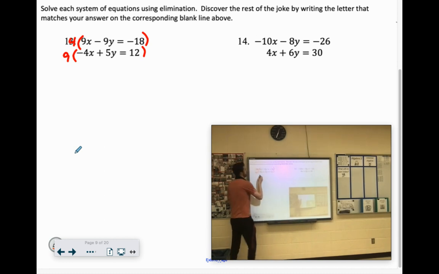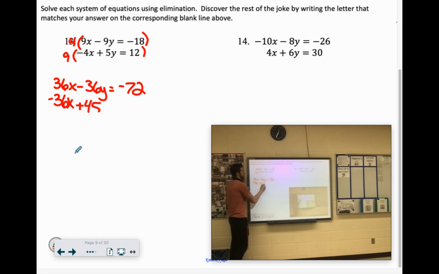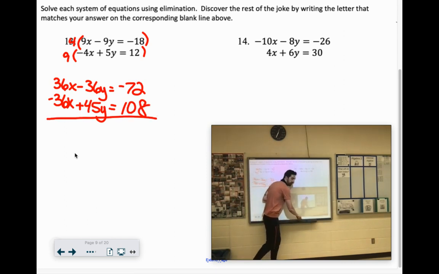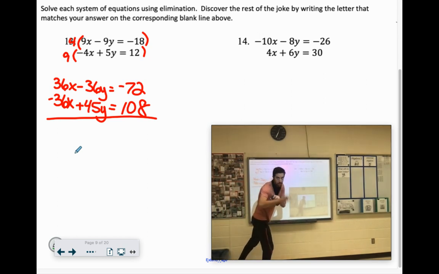So the top equation times 4 would be 36x minus 36y equals negative 72. Now the second equation times 9 would give us negative 36x plus 45y equals 108. Now if we are to add straight down, then our x's will cancel out. 36x plus negative 36x is 0x. So those canceled. They've been eliminated.